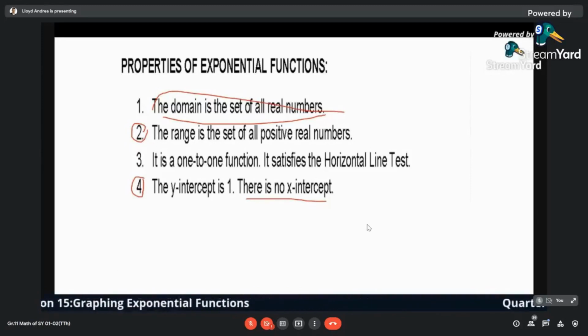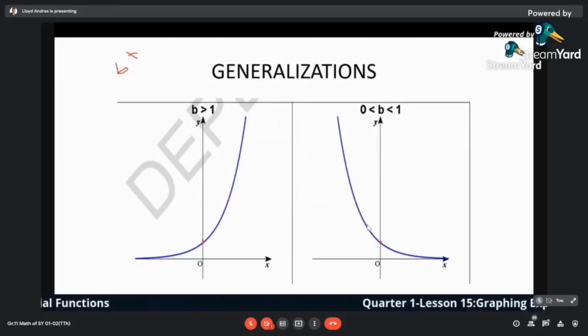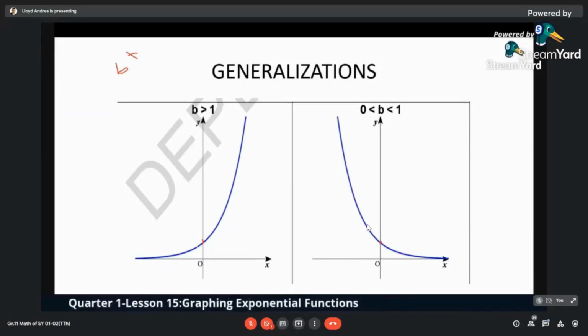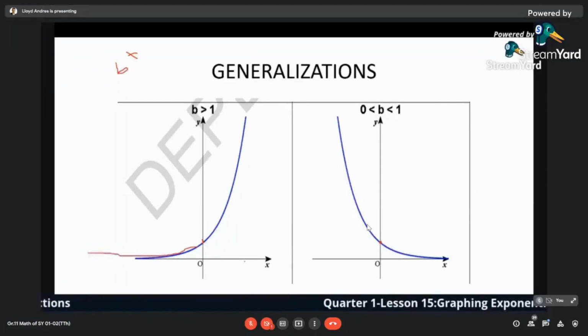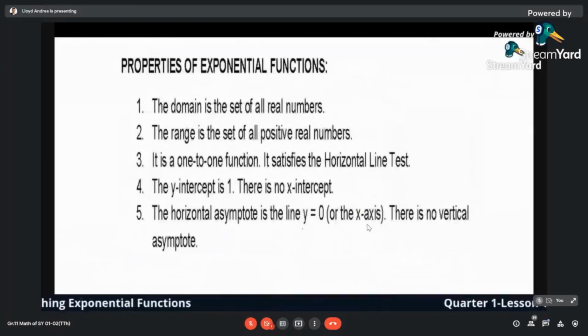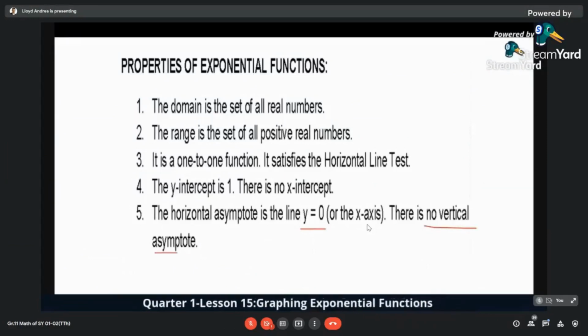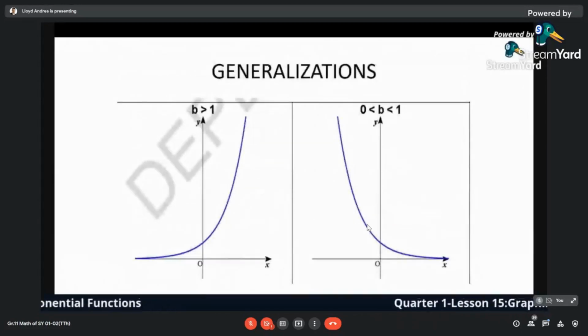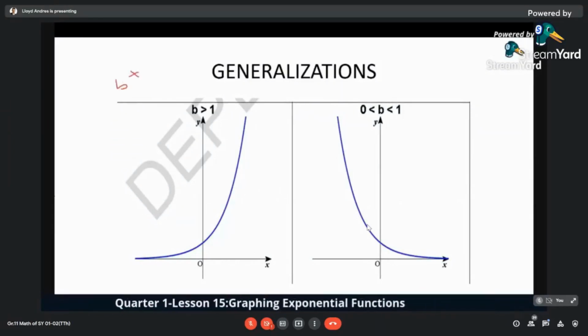But if it is simple, basic, why is there no x-intercept? Because the graph keeps getting closer to the x-axis but never touches it. That is our asymptote. The horizontal asymptote is the line y equals 0, and there is no vertical asymptote. So no x-intercept and no vertical asymptote, again, if it is just in the form b raised to x.